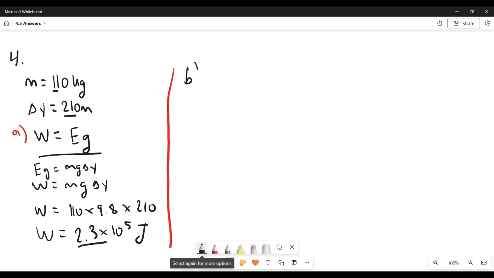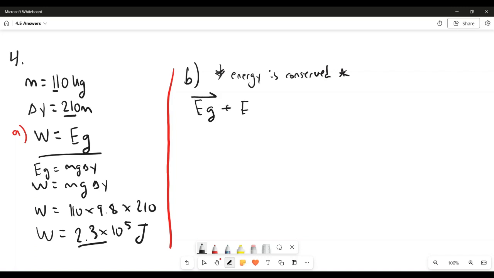Now, part B is asking us to find the velocity when the skier reaches the bottom. And so again, there is no friction in this problem, so it's important to remember that energy is conserved. So I'm kind of putting this in stars as well, because that's important to remember. So what that means is that the gravitational potential energy in this system before is equal to the kinetic energy in the system after.